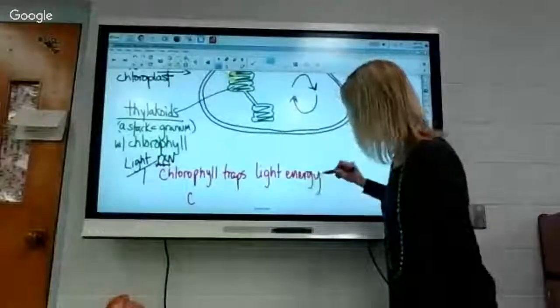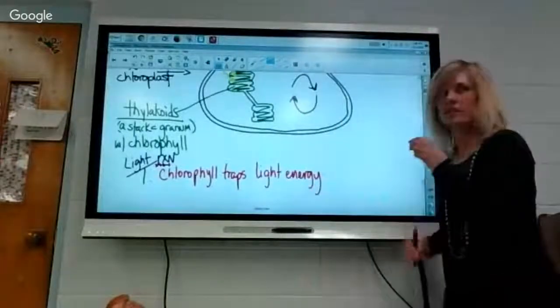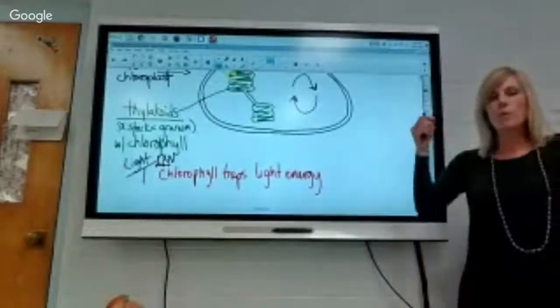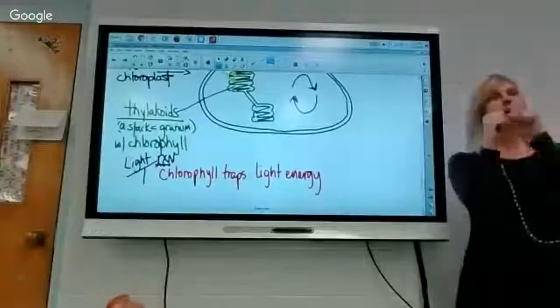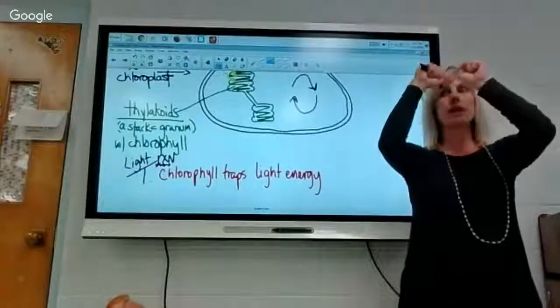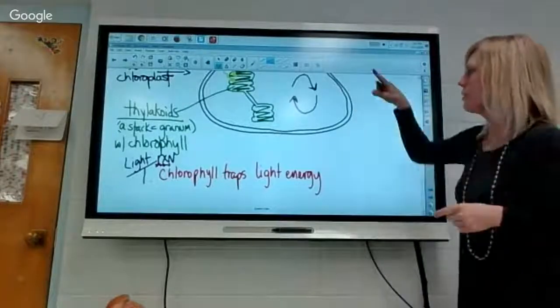Okay. All right. When it does, it actually excites the electrons. That's why there are little balls around here. When we acted this out in second period, we had chlorophyll trap light, and it gets the electrons inside of it so excited that it kind of moves them around. So that's the very first step.